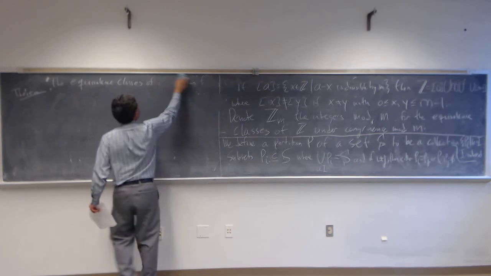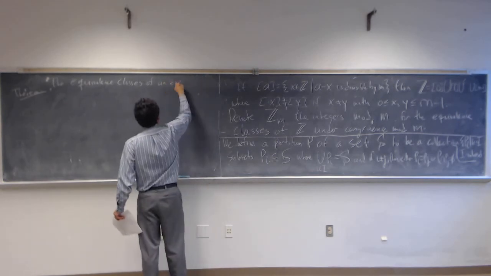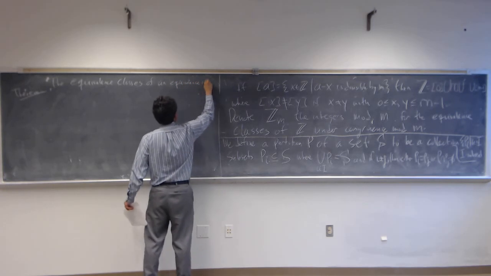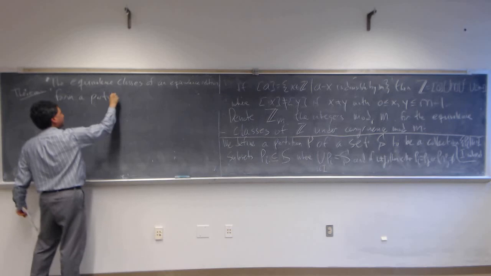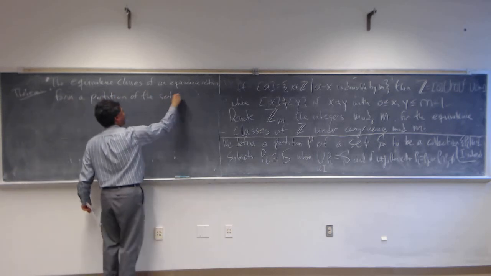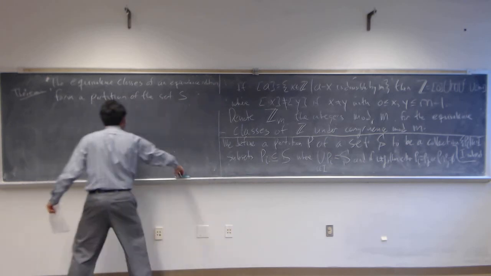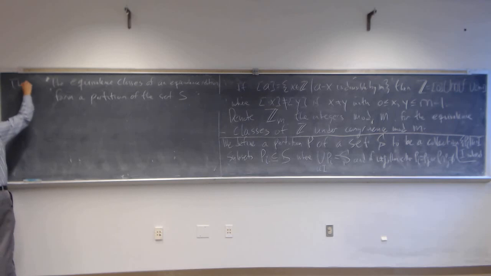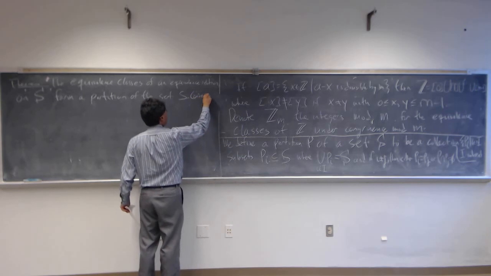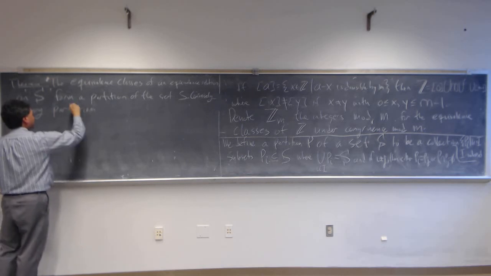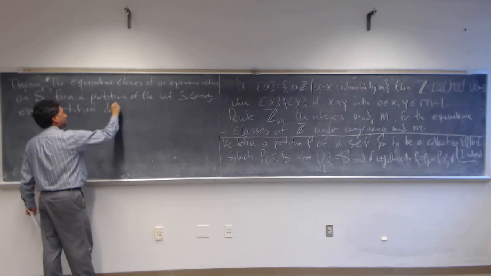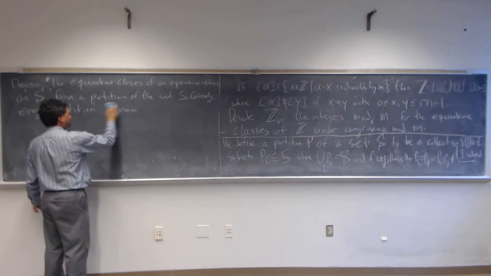So the equivalence classes of an equivalence relation form a partition of the set S. So, theorem: the equivalence classes of an equivalence relation on S form a partition of the set S. Conversely, every partition determines an equivalence relation. Every partition of S determines an equivalence relation on S.